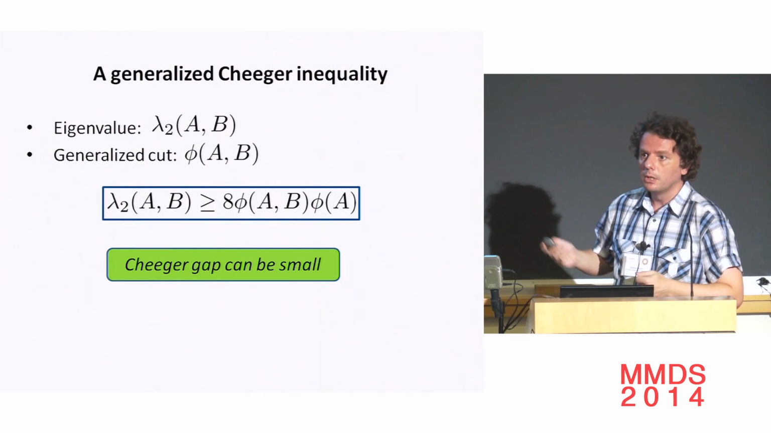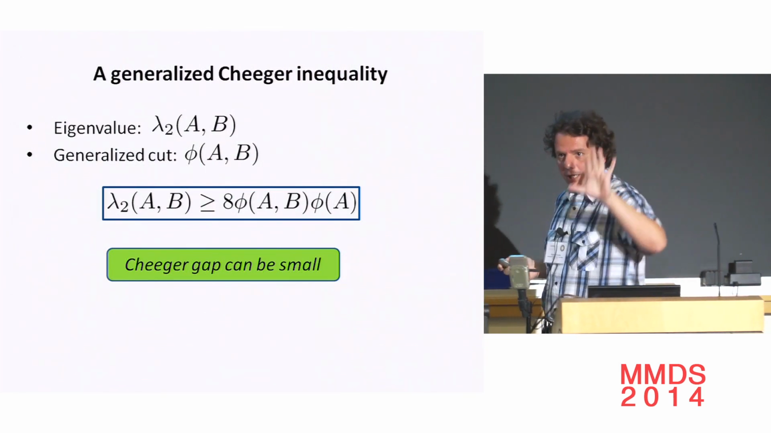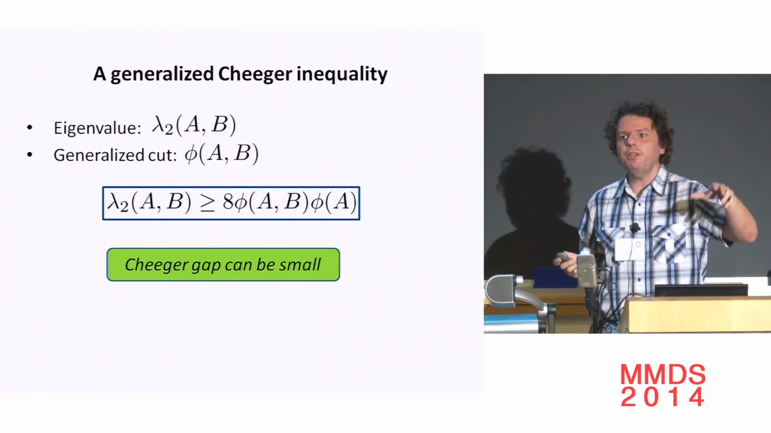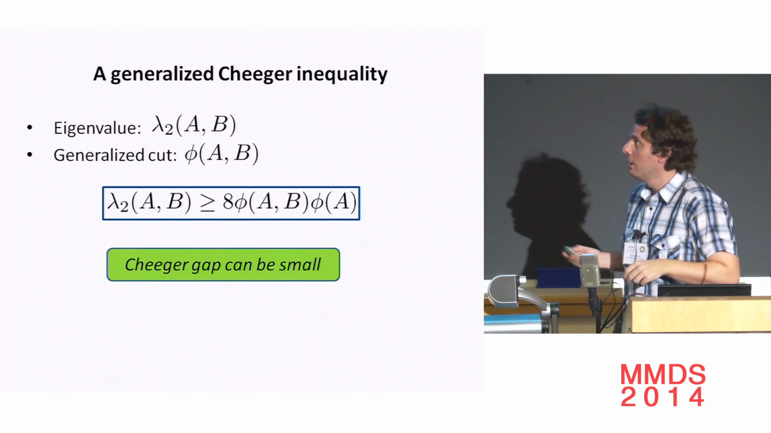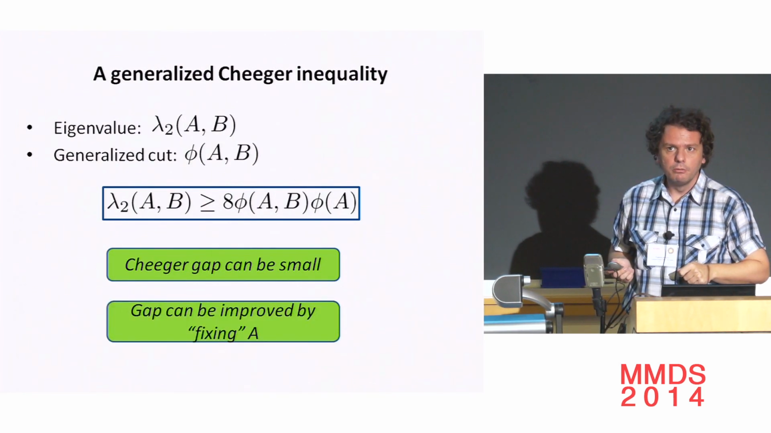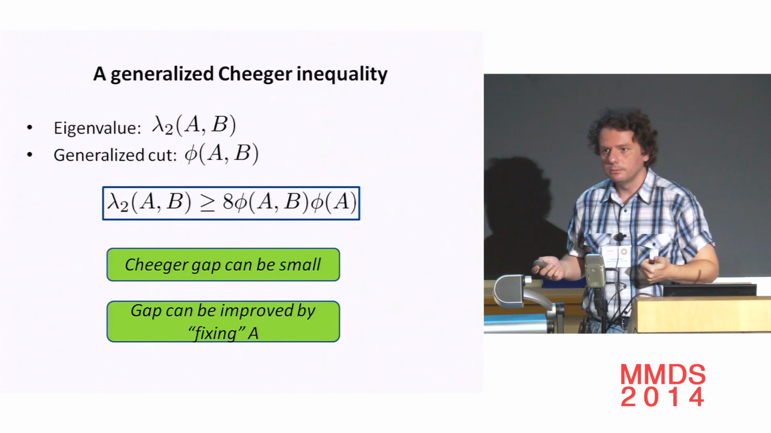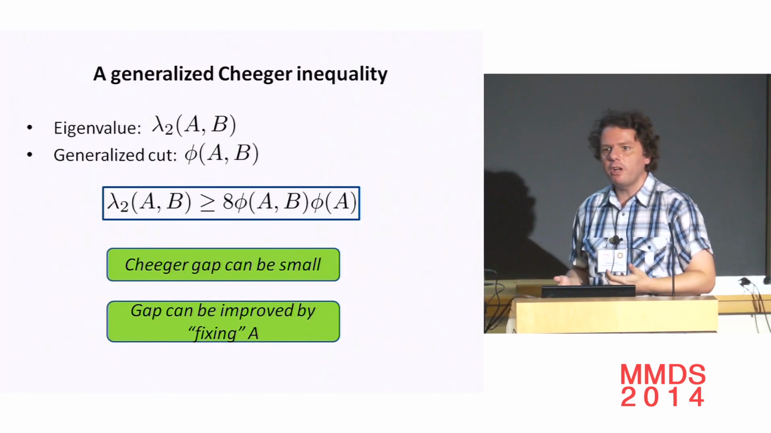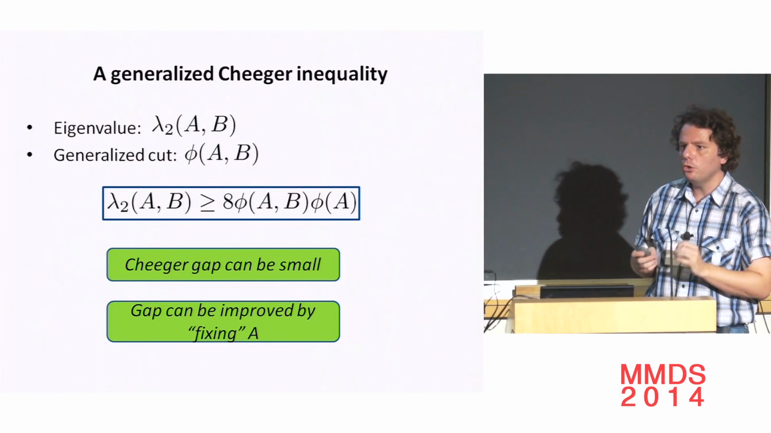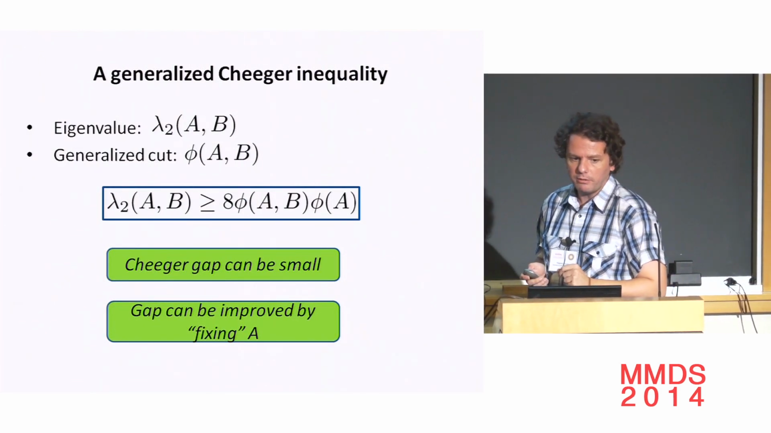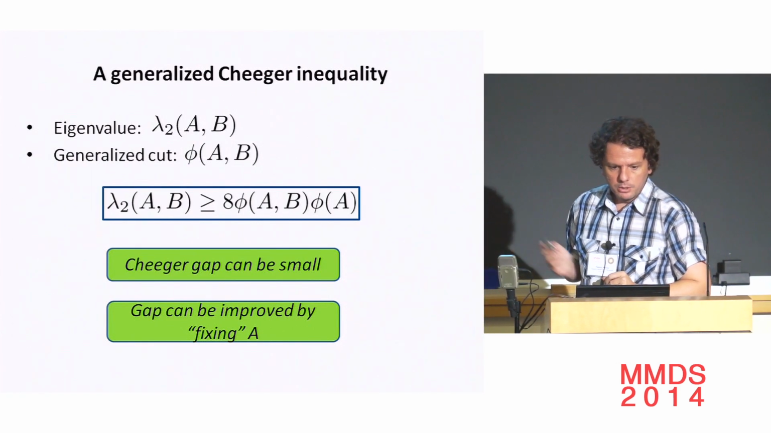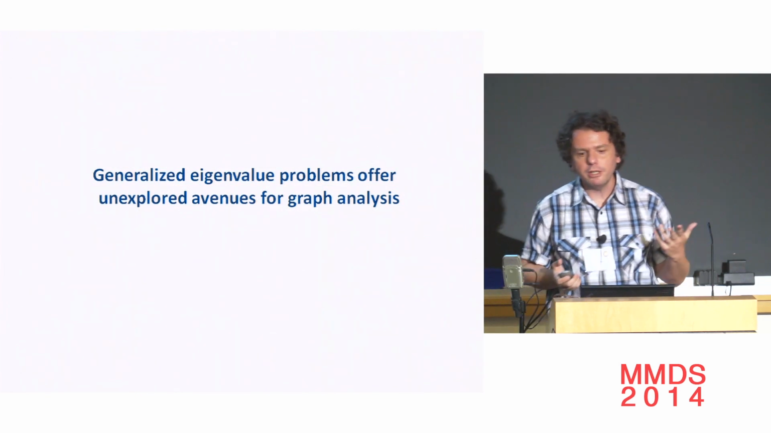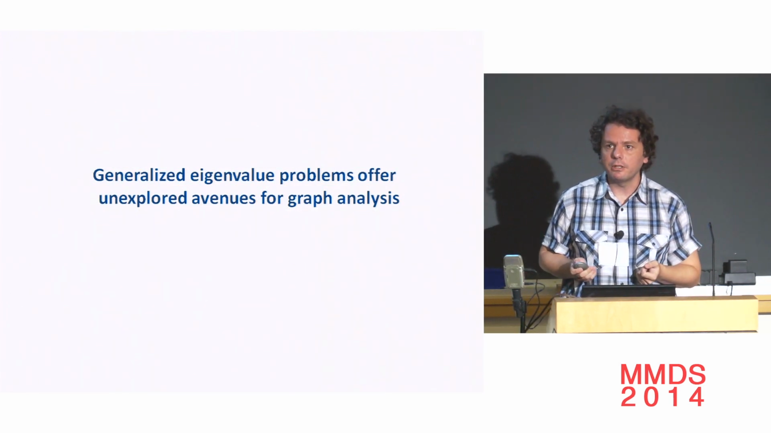And actually what I mentioned about the classical Cheeger inequality, the simple one, that it can be fixed. You can fix the graph so that you get a tight Cheeger inequality. This holds for the generalized problem as well. This Cheeger inequality can improve for any pair of graphs A and B, just by playing a little bit combinatorially with the graph A. So these generalized eigenvalue problems offer, in my opinion, unexplored avenues for graph analysis.